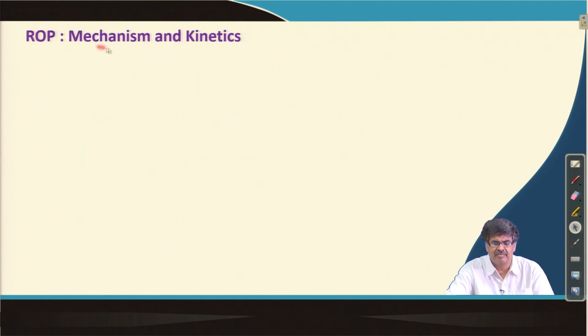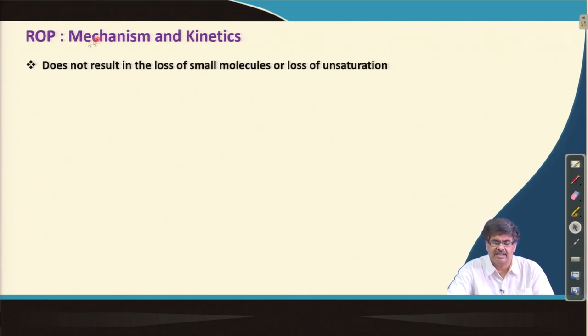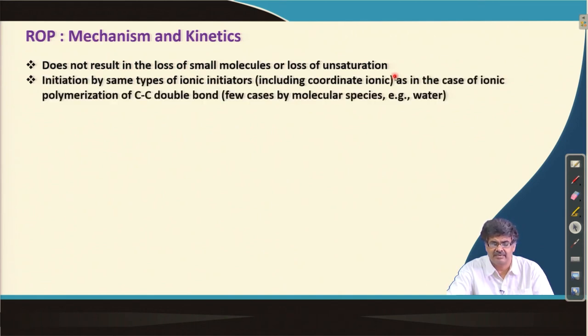Now ring opening polymerization, the mechanism and kinetics. The initiation does not result in the loss of a small molecule or loss of unsaturation. This ring opening polymerization is initiated by the same type of ionic initiators, including coordinate ionic, that example I gave in the 1,3-butadiene case, as in the case of ionic polymerization of a carbon-carbon double bond.